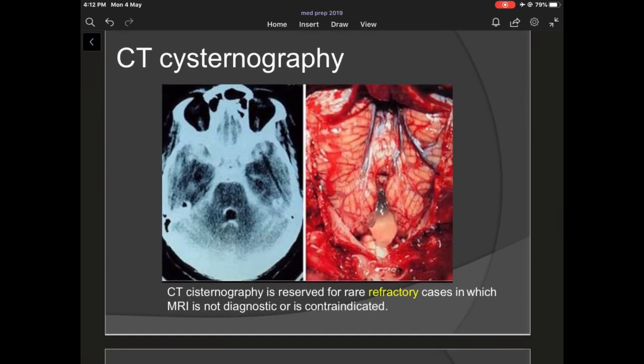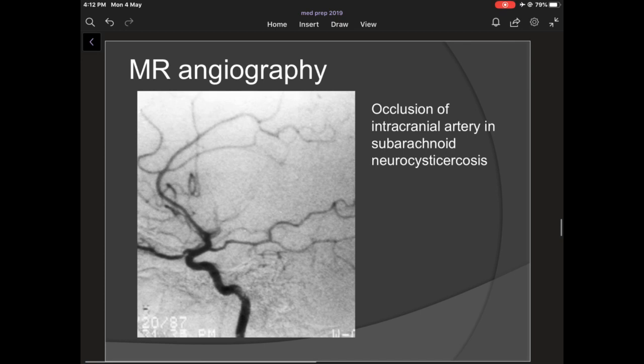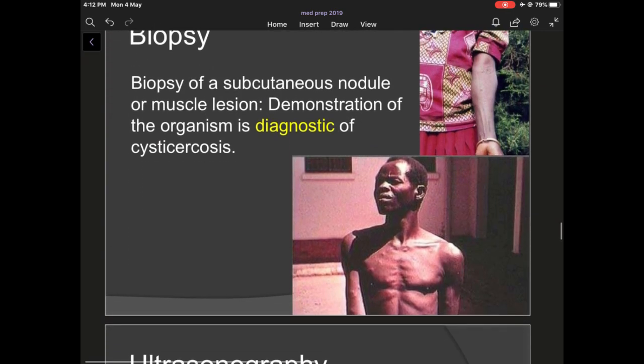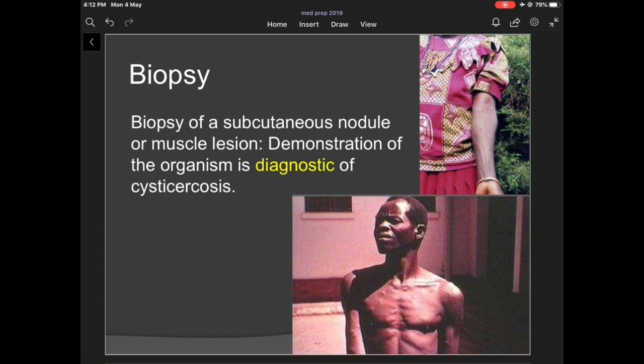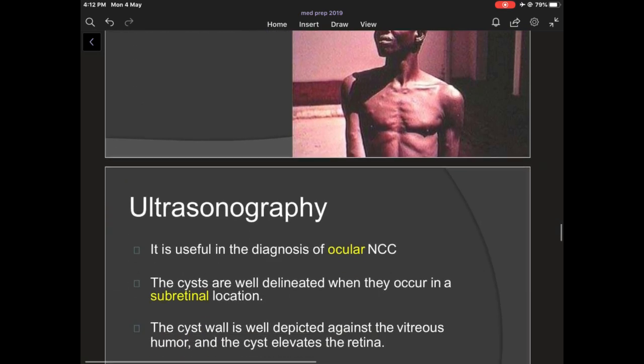Then we have CT cisternography, which you can see. This is a very rare investigation, not used that much in cases of neurocysticercosis. It is mostly used when MRI is contraindicated or we cannot perform MRI for some reason. This is MRI angiography, and you can get a nice view of the occlusion over here. Let's talk about biopsy. Biopsy of a subcutaneous nodule or muscle lesion is a good way to demonstrate the organism and is definitely most diagnostic of cysticercosis.